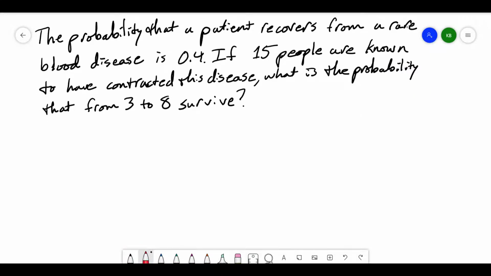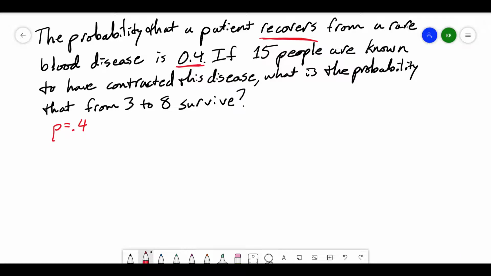So here we have an example. The probability that a patient recovers from a rare blood disease is 0.4. If 15 people are known to have contracted this disease, what is the probability that from 3 to 8 of them survive? So the first thing we need to do is pull out the information that we have. We're going to say that recovery is success, and there's a 0.4 chance of it. So p is going to be 0.4.